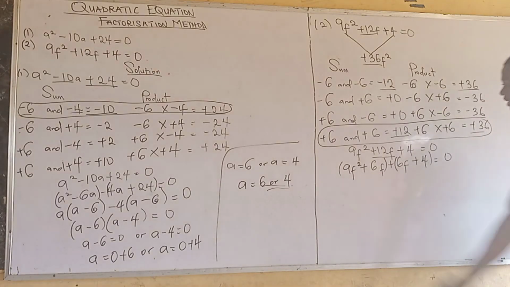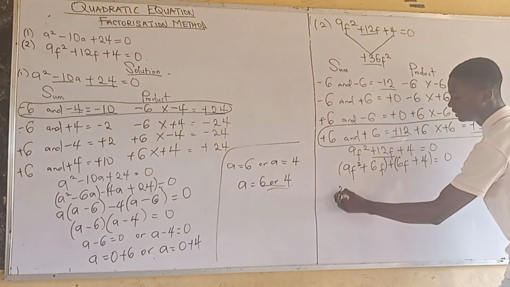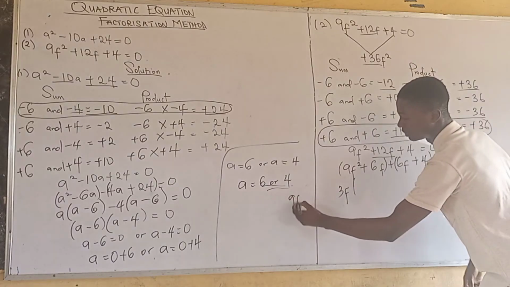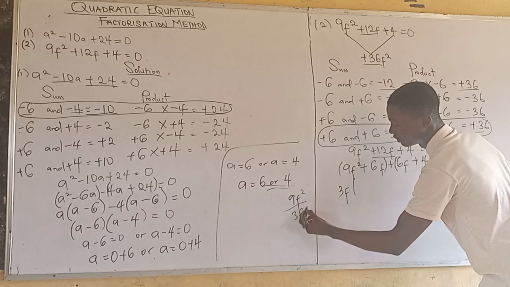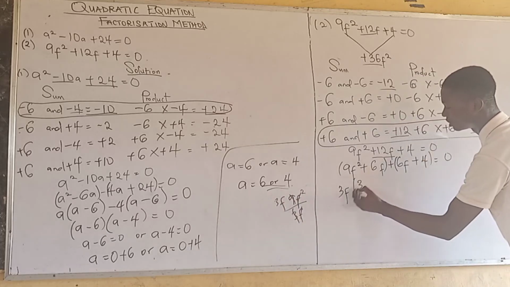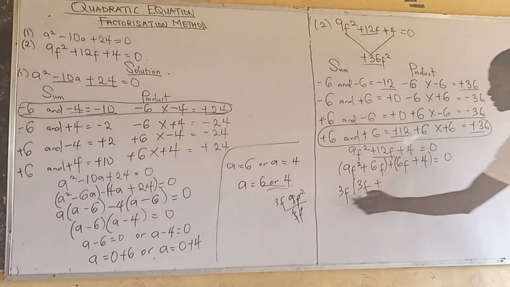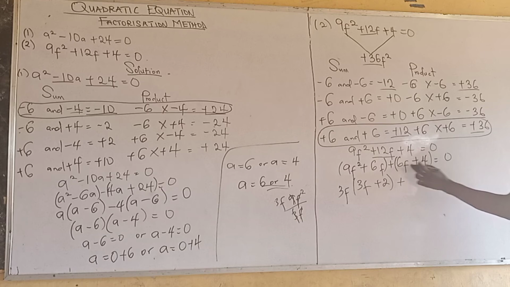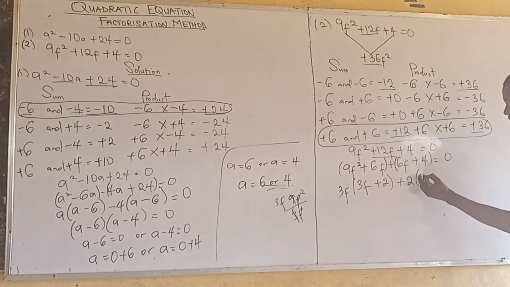Something is common here. What is that? We have 3f. Now look at this. This is 9f squared, right? Now remove 3f. So 3 here, we have 3. Remove 1f, we have 1f. So this is 3f plus, remove 3f in this, we have 2. Plus, now something is common here, which is 2. Remove 2 here, we have 3f, plus remove 2 here, we have 2, equal to 0.